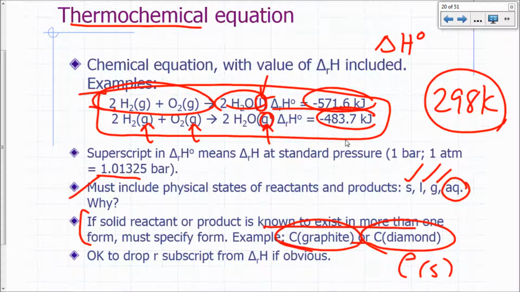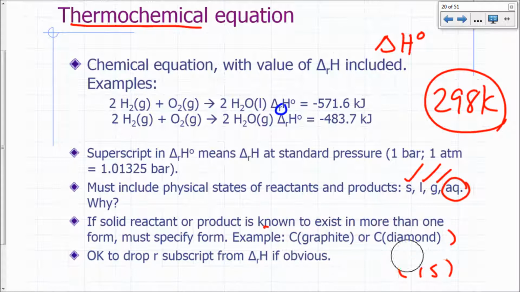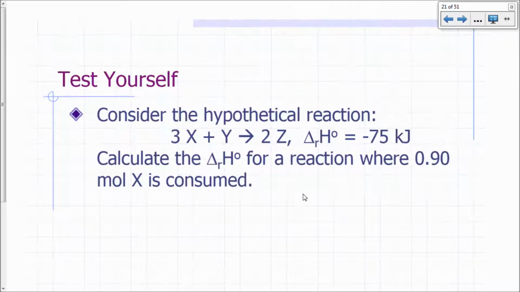Now, oftentimes you'll see this subscript R dropped from a thermochemical equation. Okay, so you might see this thermochemical equation without that R down there. And it's okay because it's attached to a chemical or thermochemical equation. It's obvious that that delta H refers to that particular reaction. So if it's obvious that you're referring to the reaction, you can drop the R subscript. And oftentimes you also just drop that superscript 0. If you don't put that in, it's okay. We just assume you're dealing with 1 atmosphere.